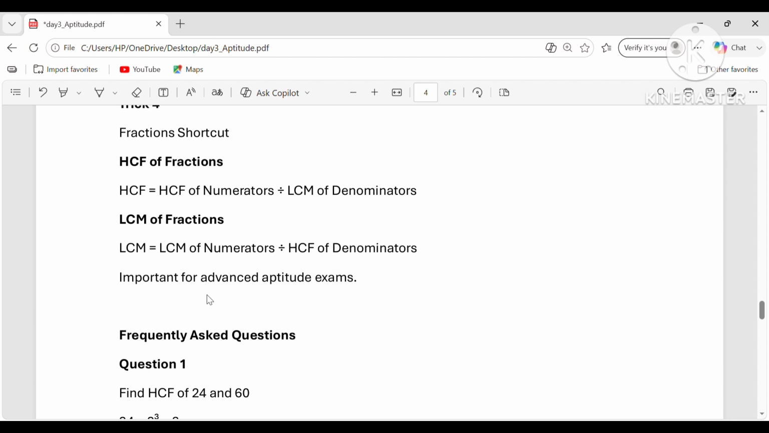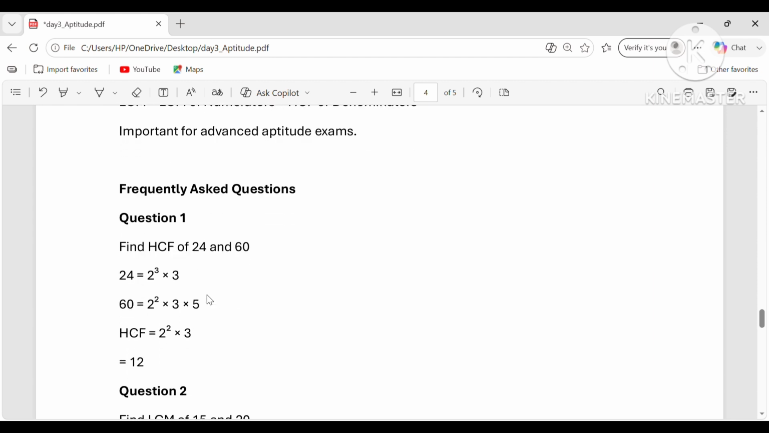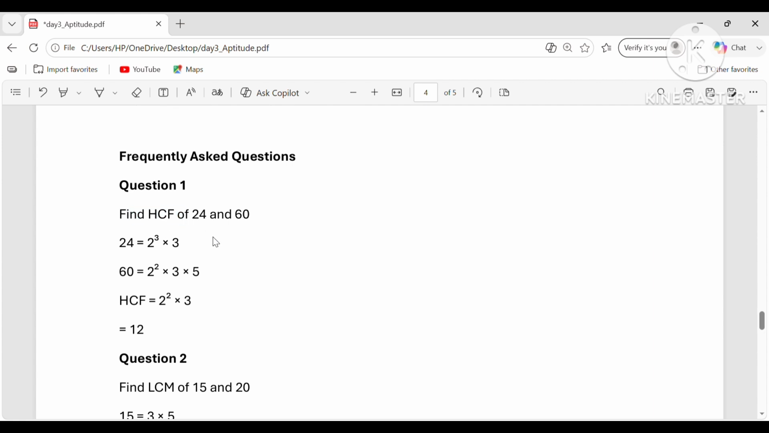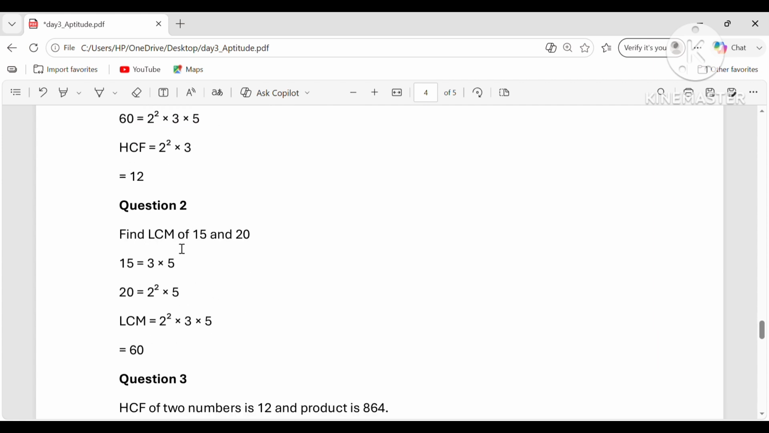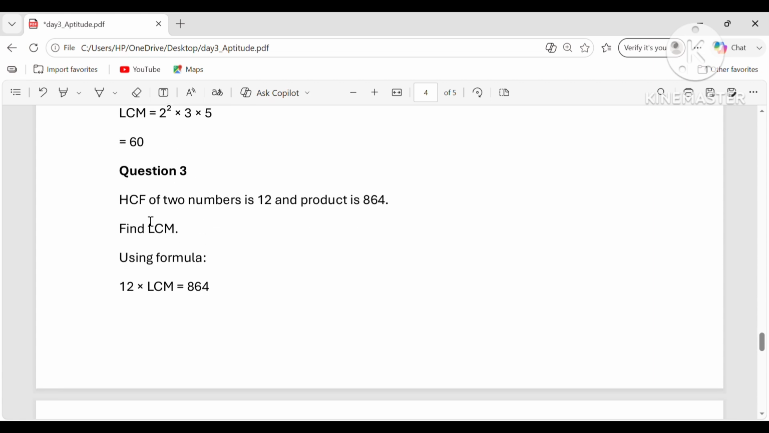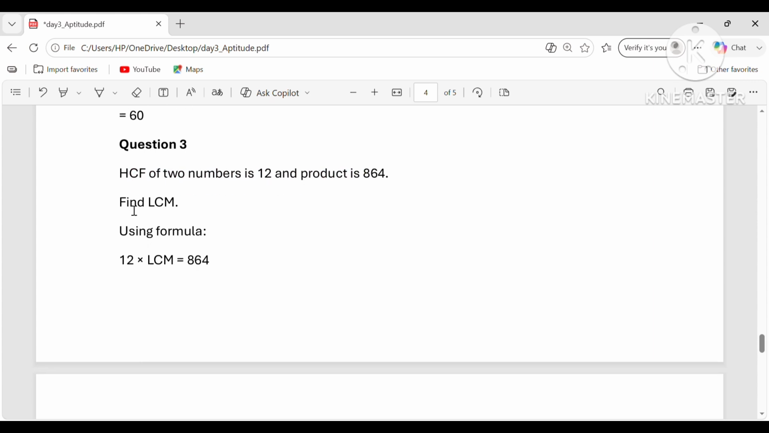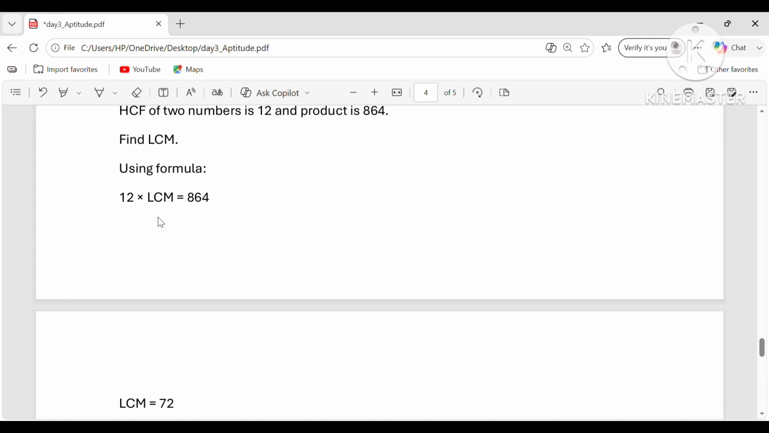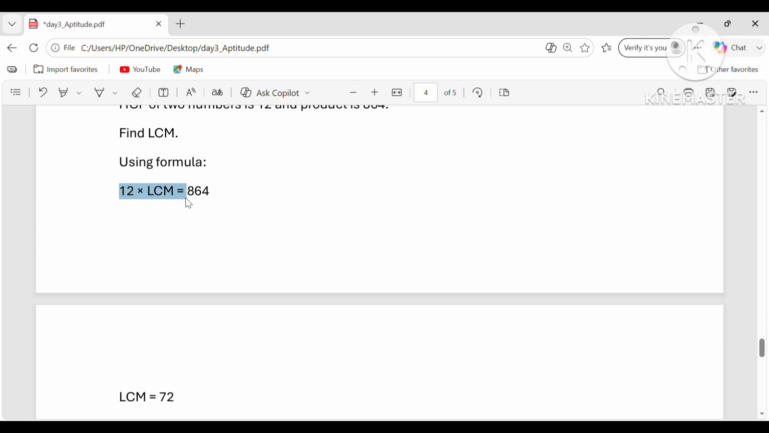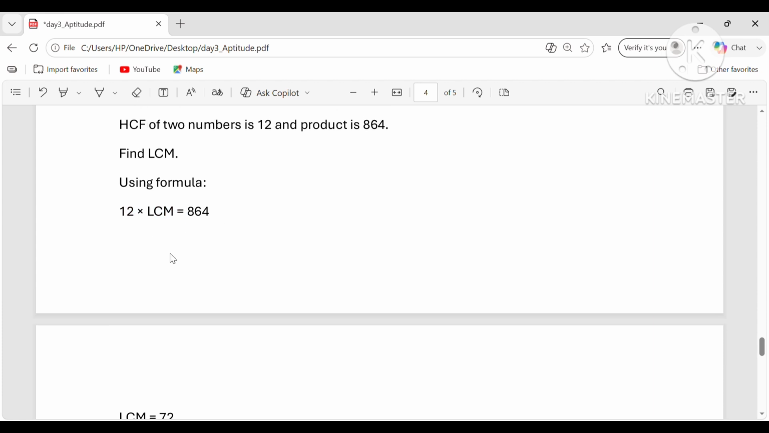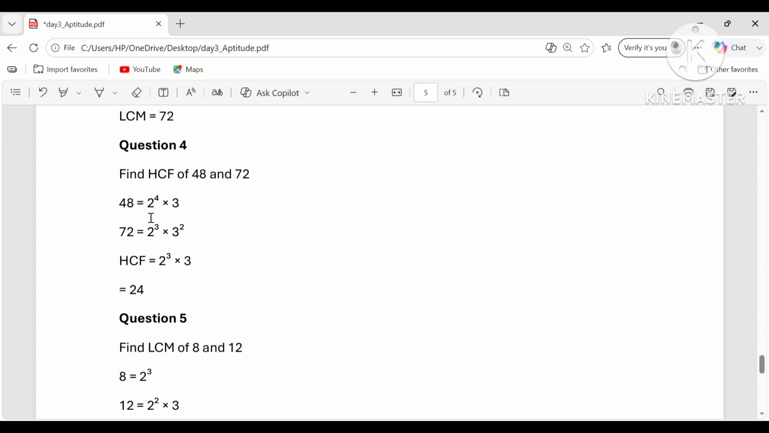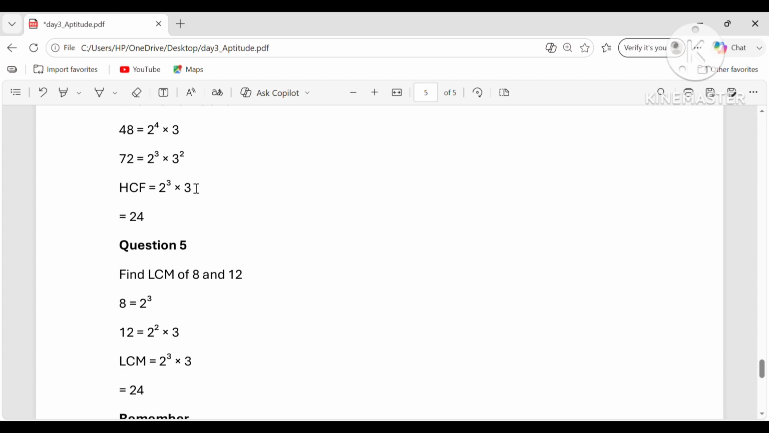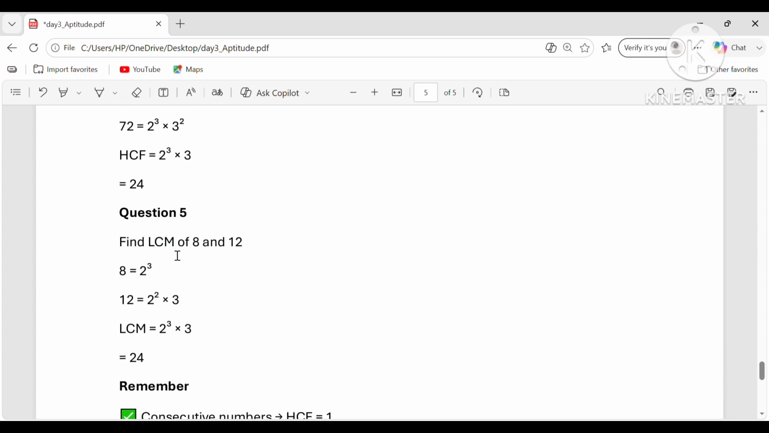Frequently asked questions are: find HCF of 12 and 60, and find LCM of 15 and 20. HCF of two numbers is 12 and product is 864. These kinds of questions we will find in competitive exams. Find LCM. Using the formula, HCF into LCM equals product of two numbers, if we substitute in that formula, we will get the answer easily. And find HCF of 48 and 72. It's an easy question. Find LCM of 8 and 12, equals 24 we got.